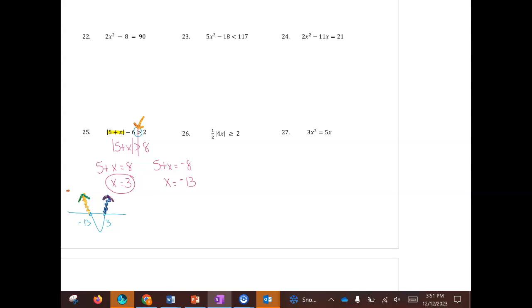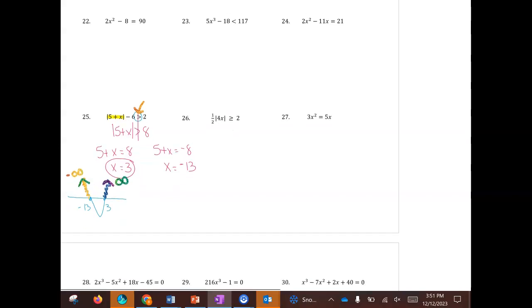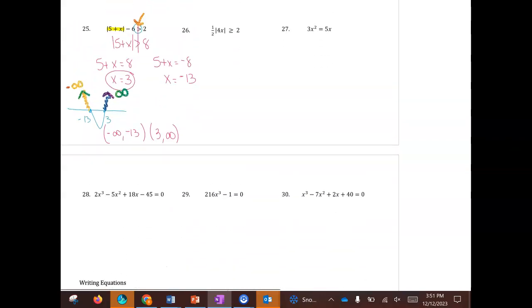And on the left, arrows to the left are negative infinity. On the right side, they're infinity. So when I write my answer, I will expect it in interval notation, negative infinity to negative 13, parentheses on both because the inequality is not underlined, and then again from 3 to infinity. All right, those are all the absolute value problems.